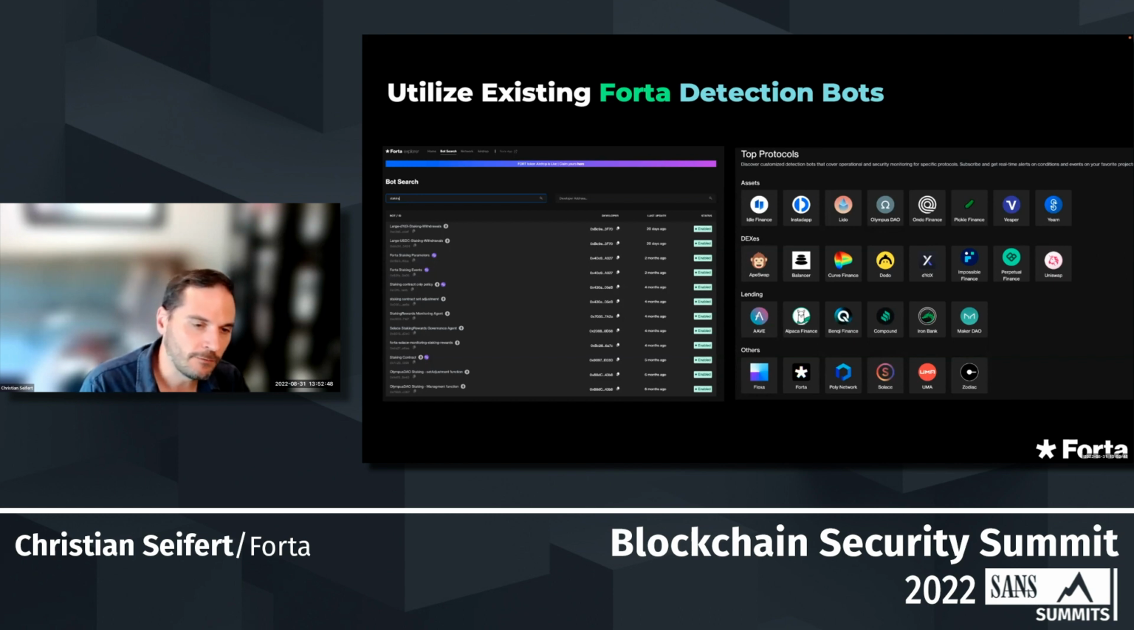If you go to the Discover page on the Forta app, you see the screen here on the right. So if you, for instance, have a lending protocol, you could take a look at what bots Aave has deployed, and they may be suitable for the risks that exist in your lending protocol as well.